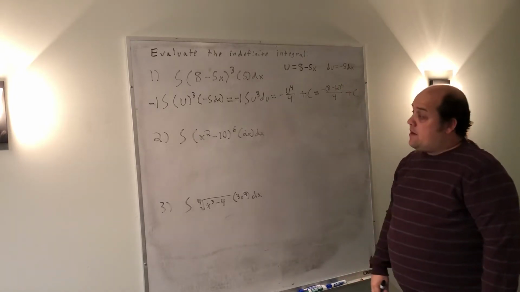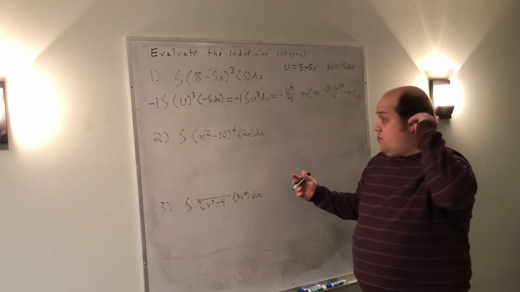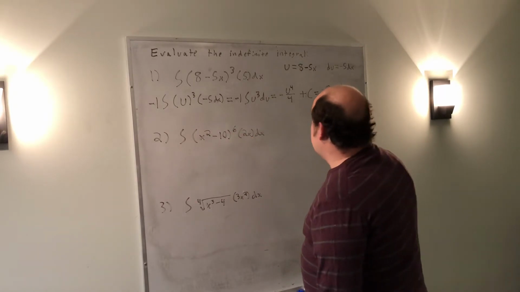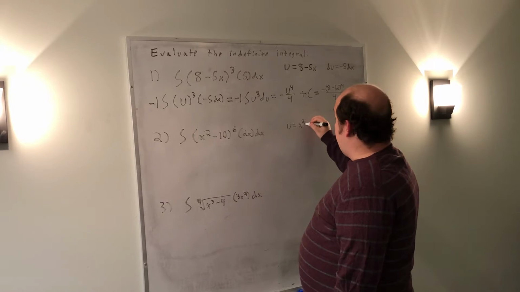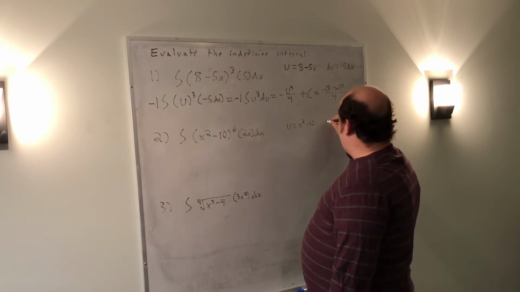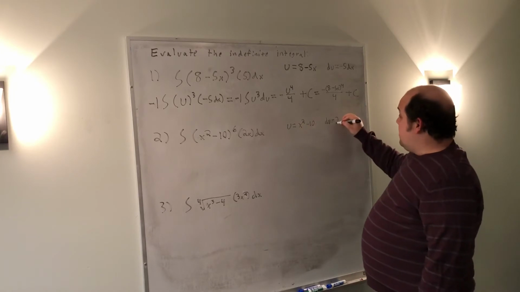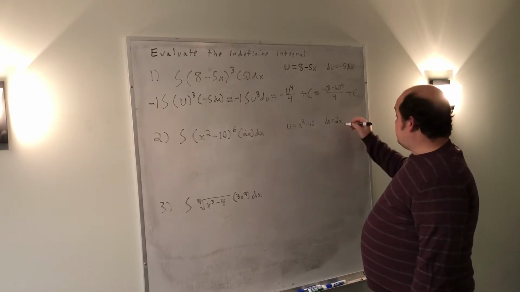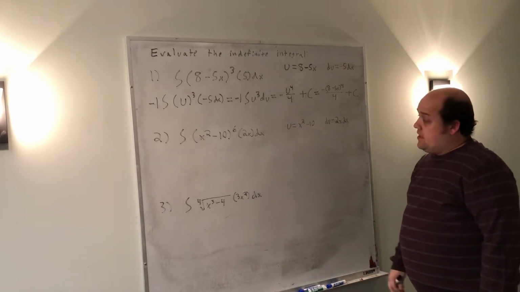When I look at the second problem, again, I'm going to identify what u is, something being taken to a power. In this case, it's the x squared minus 10 being taken to the sixth power. So I set up u equals x squared minus 10. I take the derivative. Du: this x squared becomes 2x. This minus 10 goes away. And then I need it with respect to x on this right side.